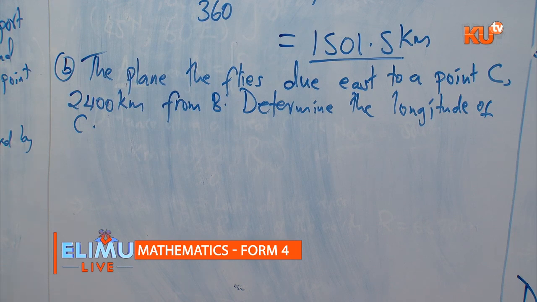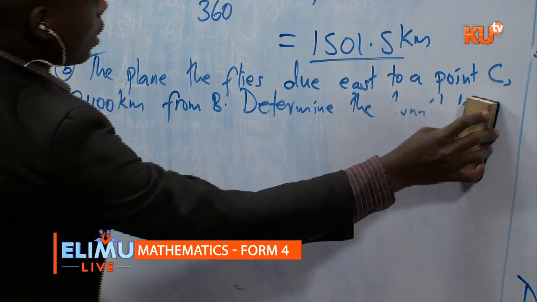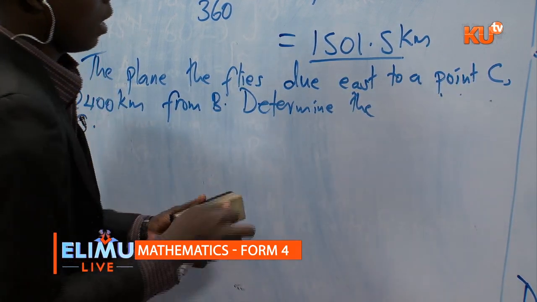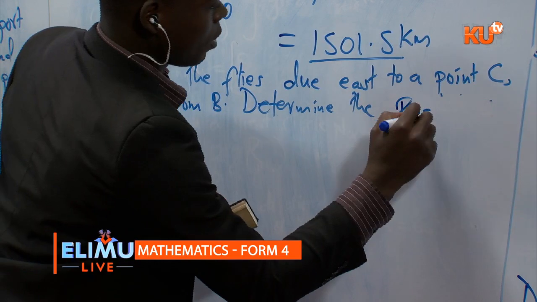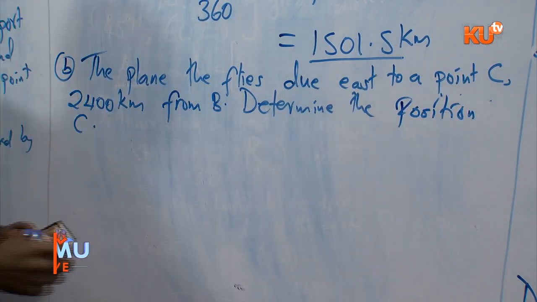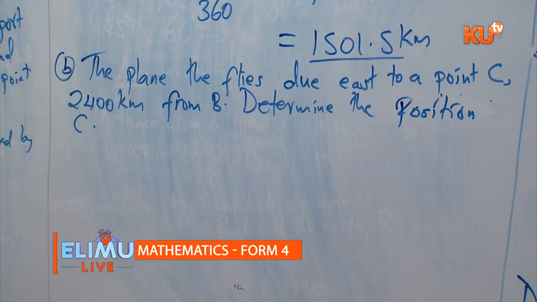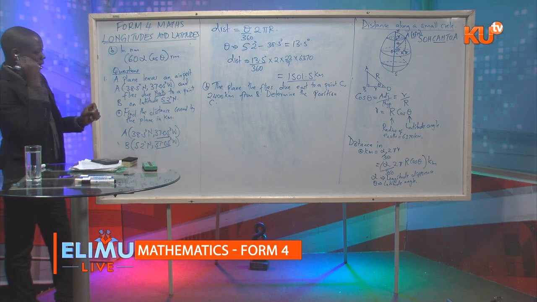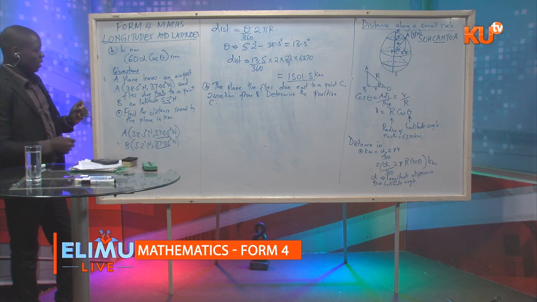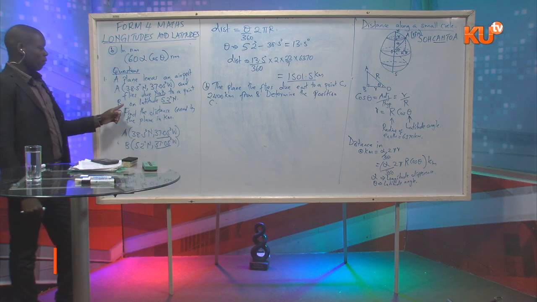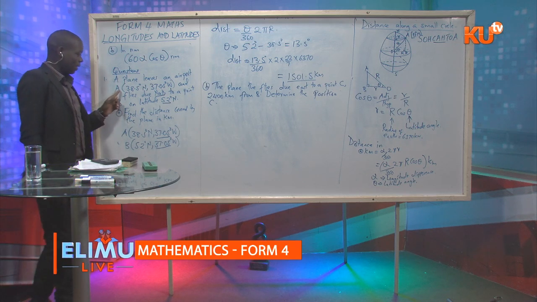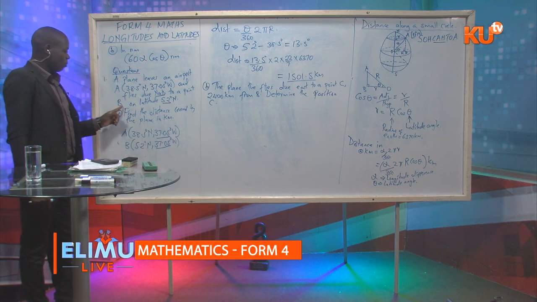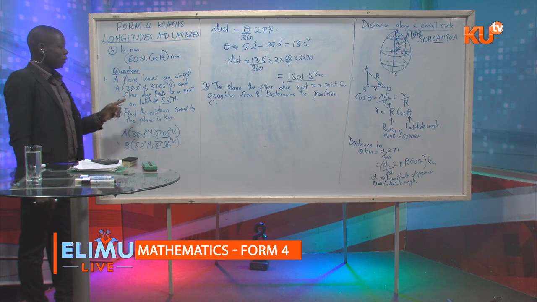Not to say the longitude, but the position. Let's write: determine the position of C. That's a very good thing. Let's interpret together and see how we will be able to unwrap all this. The plane is flying due east. From where? From B. Remember, it started at A. It flew to B, and so now it's moving from B to C.